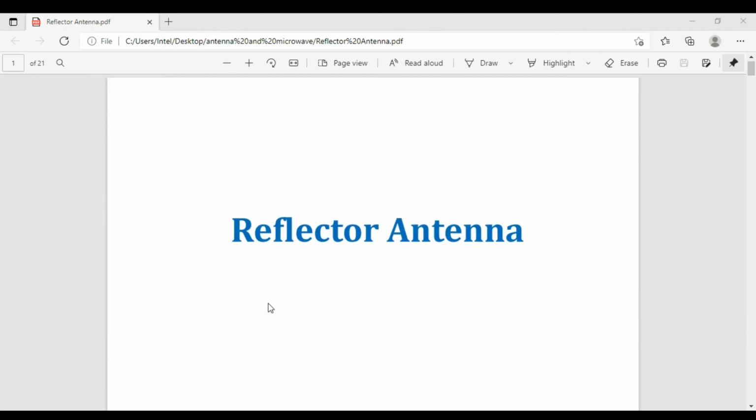I'm repeating once. The reflector antenna is otherwise known as a secondary antenna because it should be initiated by some other antenna. Hence, it is known as a secondary antenna. So, there are corner reflectors, curved reflectors, and flat reflectors. With flat reflectors, the signal capturing strength will be very low. Hence, corner reflectors or parabolic reflectors are used.